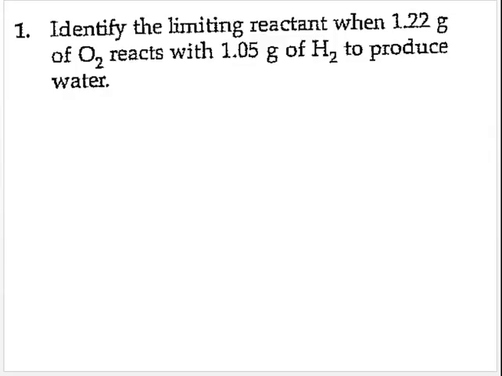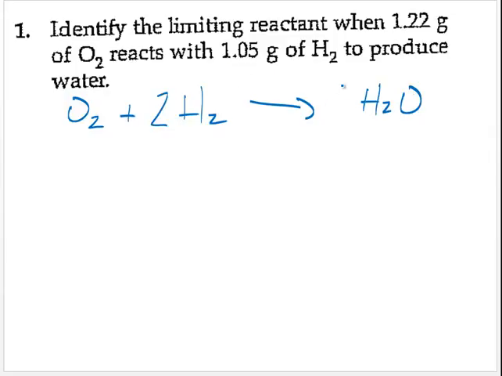Okay, so hopefully you guys wrote down that oxygen, O2, is reacting with hydrogen to form water. Okay, and then to balance it, you just need a 2 in front of the hydrogen and a 2 in front of the water, and you're all set. And hopefully you assigned 1.22 grams to the oxygen and 1.05 grams to the hydrogen.